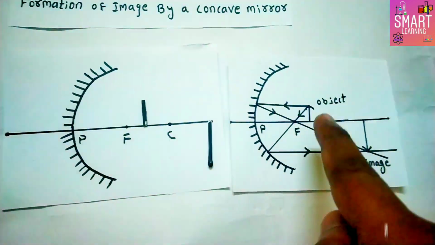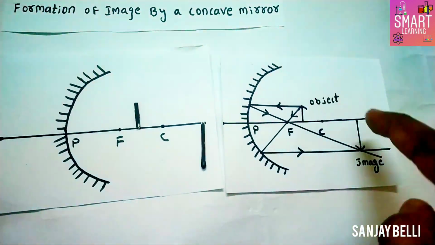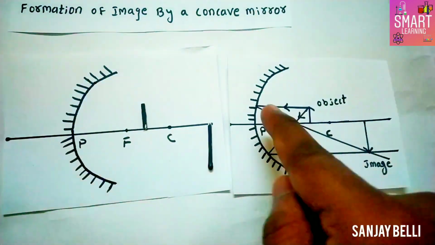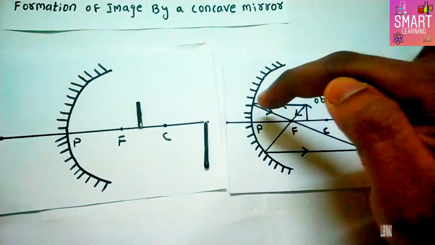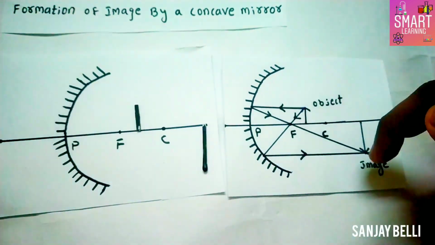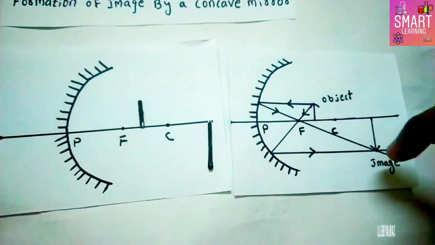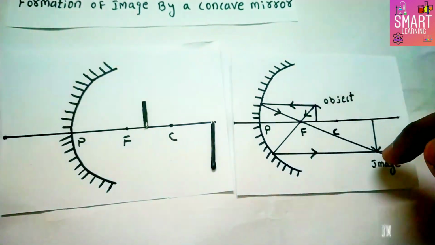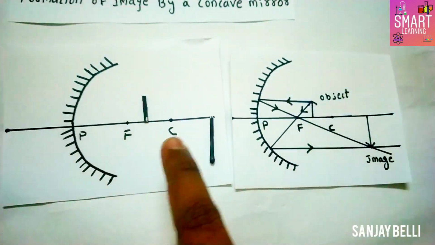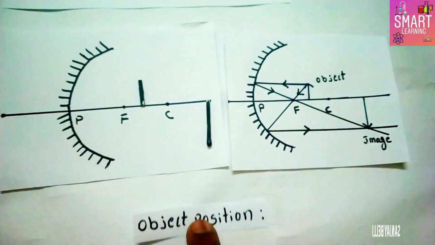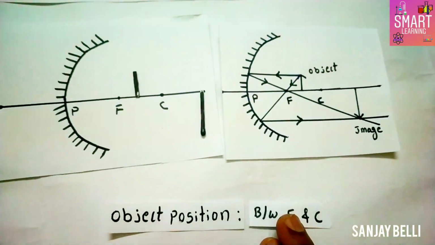Here you see an object placed between F and C, an image is obtained beyond C, and it is an enlarged image. So here also I used rule 1 and rule 2. Your rule 1: parallel to the principal axis, passes through the focal point, and rule 2: passes through the focal point, parallel to the principal axis. So here the rays intersect, so the image is obtained beyond C. Where is an object placed, what is the object position? This time between F and C.